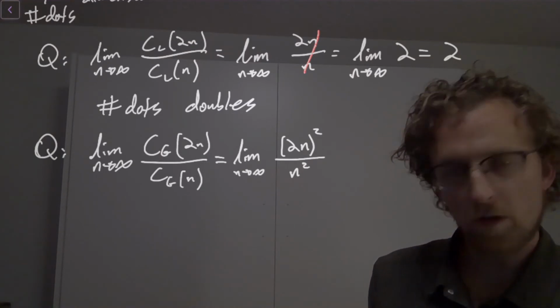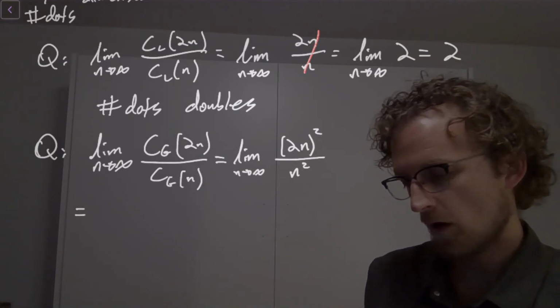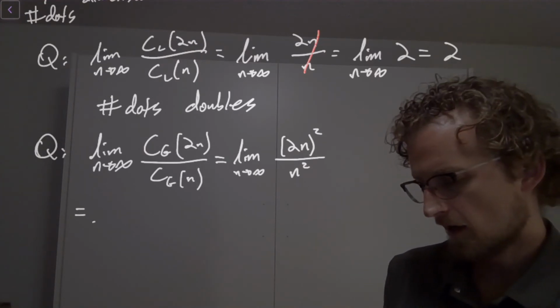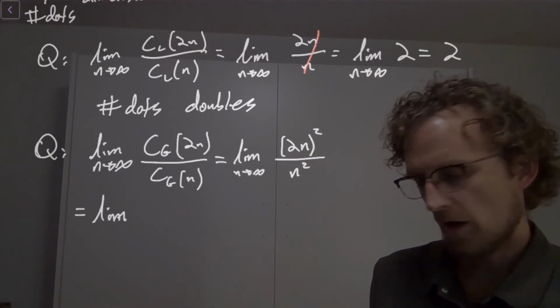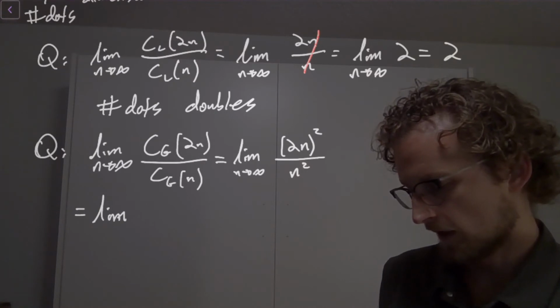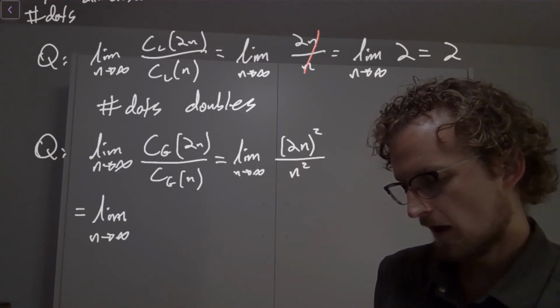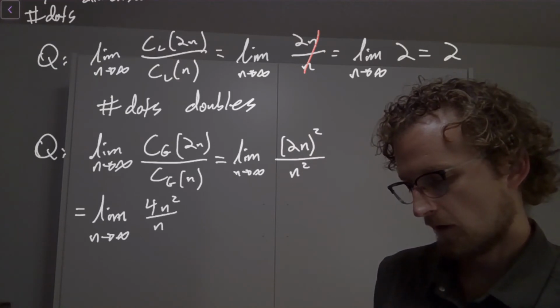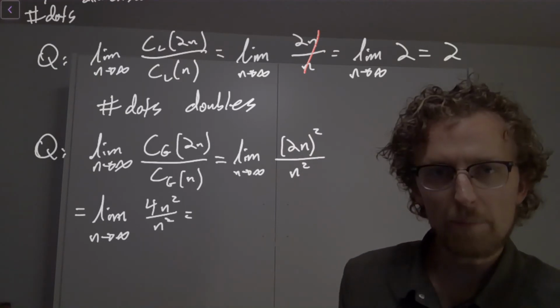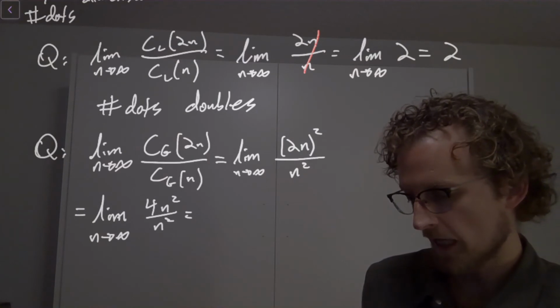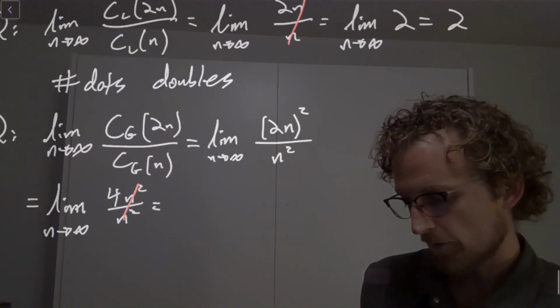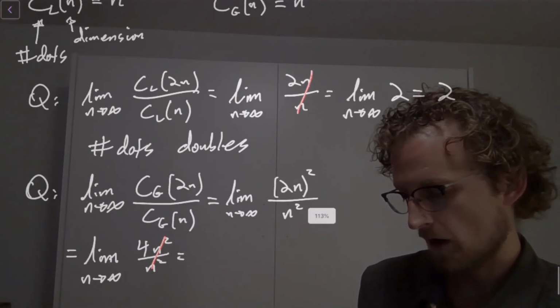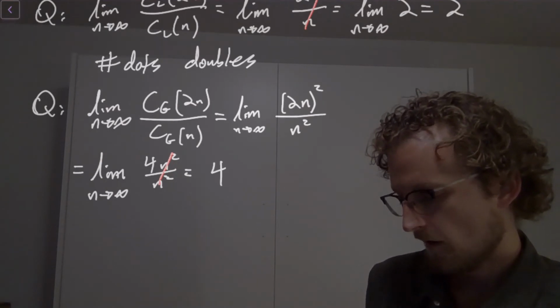Okay, so here's what I've done. Well, what do we do when we want to raise a power like this? We just apply the power to everything in here. So this is the limit as n approaches infinity of now 4n squared over n squared. What happens? My n squareds cancel just as the n's canceled before, and I'm left with 4.